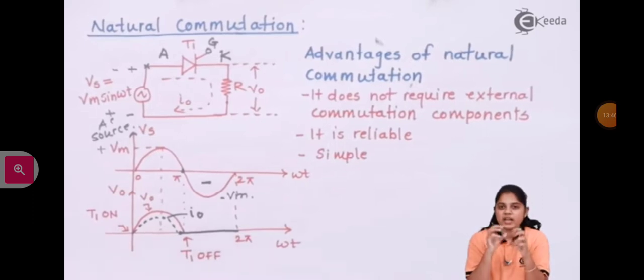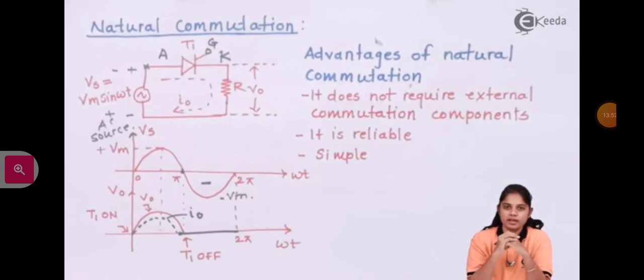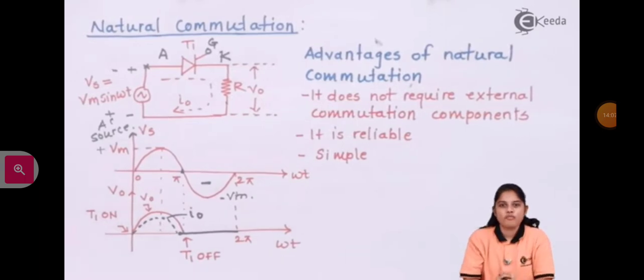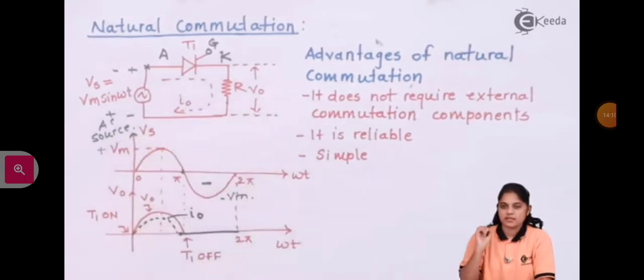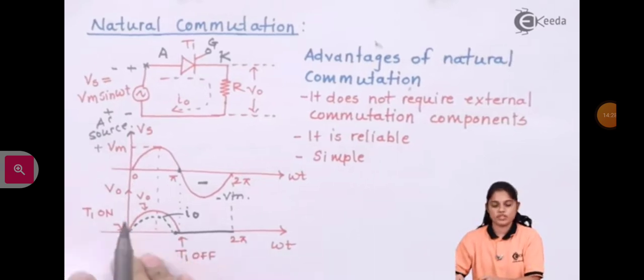So here if current is reduced to 0, that means it automatically comes below holding current. And if my current automatically comes below holding current, then my SCR takes a transition from forward conducting state to forward blocking state. That means it is taking a transition from on state to off state. Because of this circuitry and this diagram, you can clearly understand that this is natural commutation, because without using external circuitry, my SCR can be turned off if the forward current is reduced below holding current. That is how natural commutation takes place.